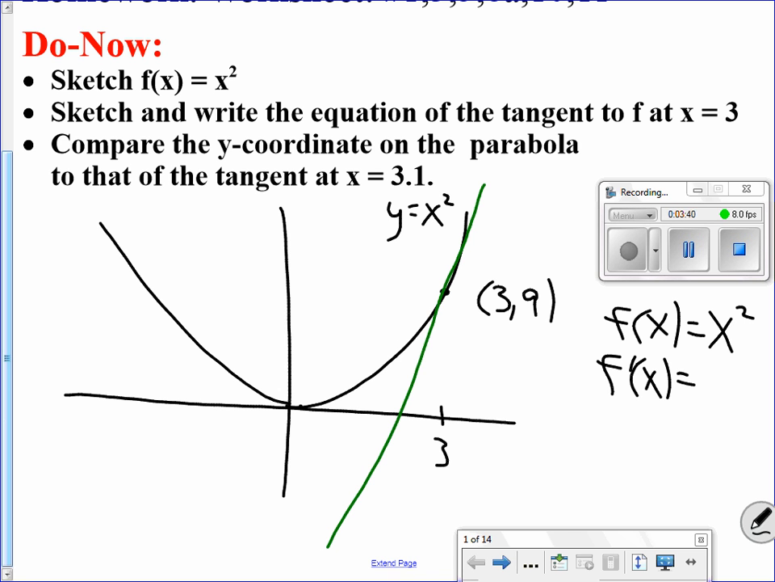Okay, so what's the derivative of our function? 2x. Now, we want to know the slope of the tangent line at the point (3, 9). Which coordinate do I need to use? The 3, because the derivative is 2 times the x coordinate. So if we want to get the slope of the tangent line, we want to get f prime of 3, which equals 6. Now we know the slope of the tangent line is 6. We know it goes through the point (3, 9). We can write the equation of the tangent line.